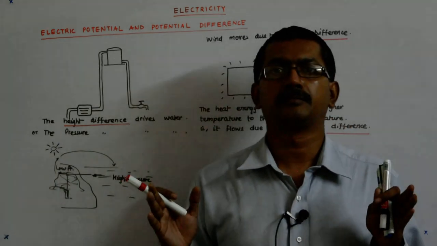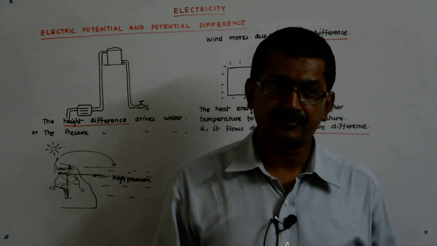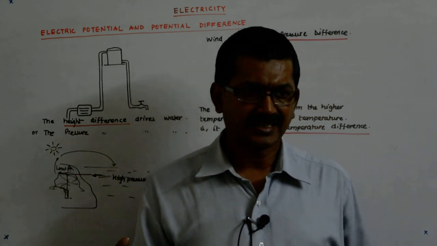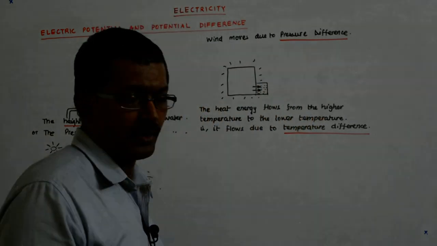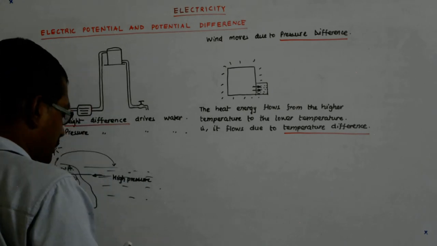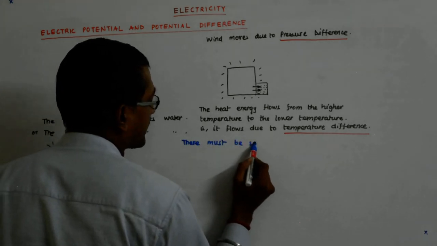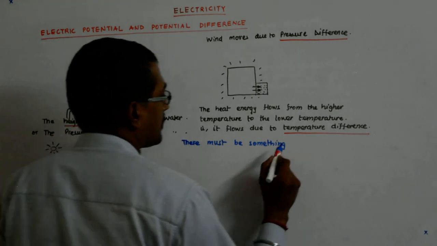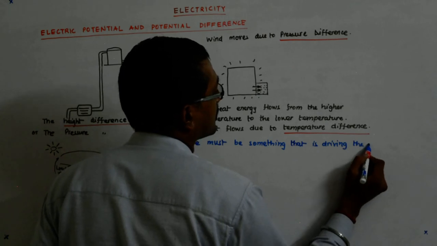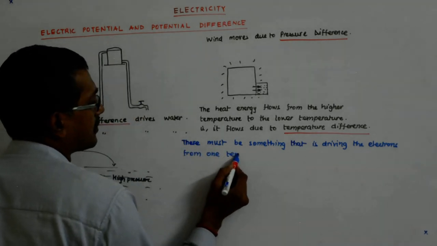Now, why am I doing all this in the chapter for electricity? Because I find my electron moving from one terminal to the other terminal of the battery. If I do not connect the battery, if I switch it off or take the plug off, there is no current flow. So there must be something that is driving the electrons from one terminal to the other.